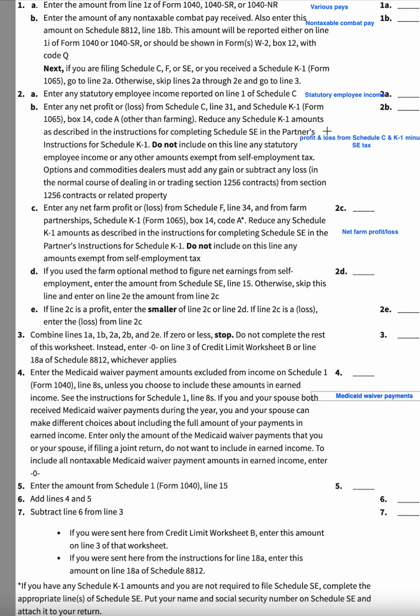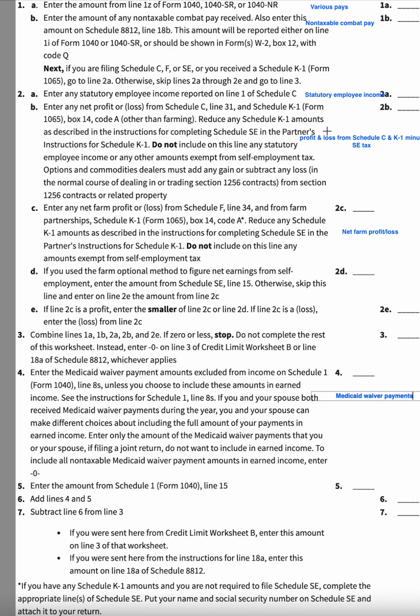In line 1A, you'll enter the amount from line 1Z of your Form 1040, 1040SR, or 1040NR. This appears to be basically your wage income plus a lot of other types of compensation, like employer-provided qualified adoption expenses, things of that nature. So that's line 1Z of your Form 1040 or related form, and then in line 1B of the worksheet, you'll enter any non-taxable combat pay.